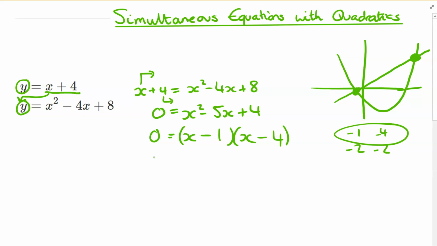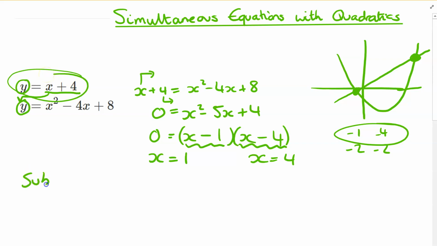So either x is 1, because that's got to equal 0, or x is 4, because that one can equal 0. So we've got 2 x values, now we need y values. So you can sub into either one of those original equations. I would always recommend the linear one.